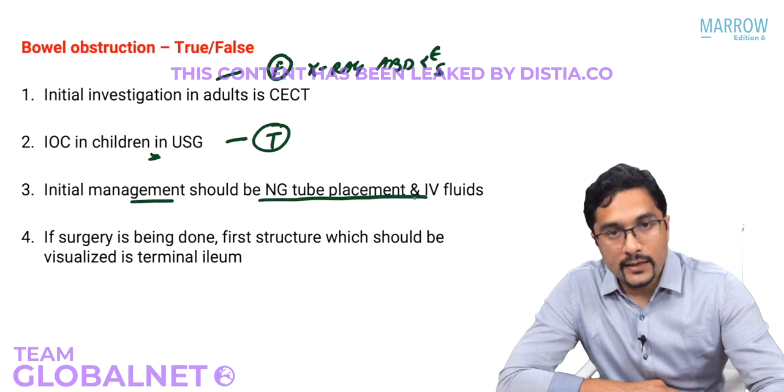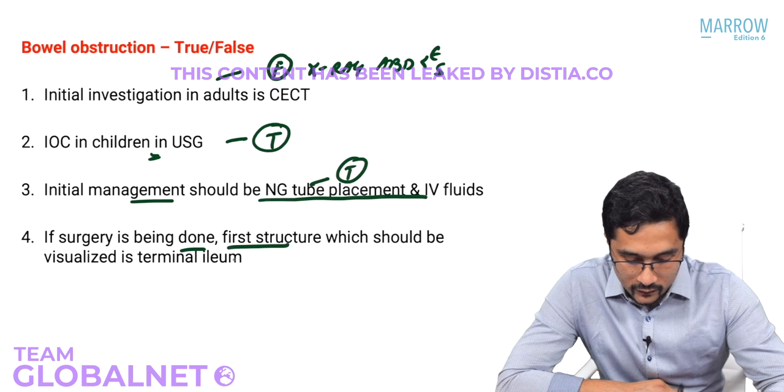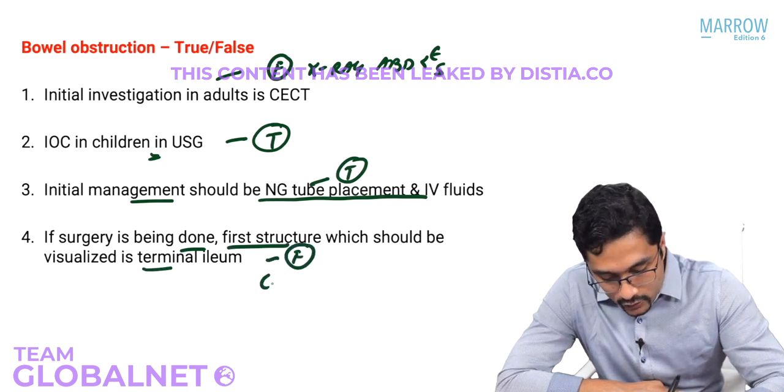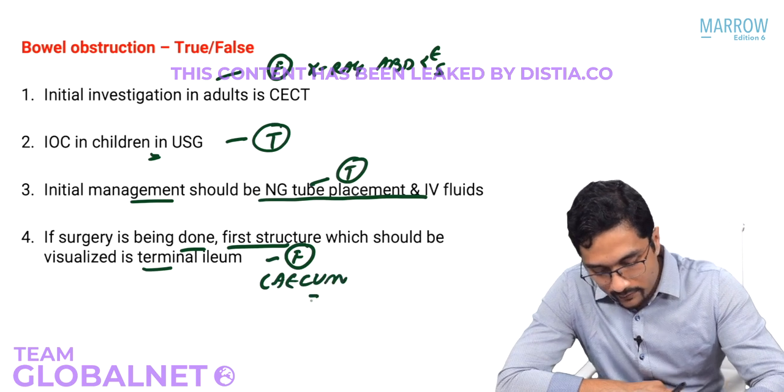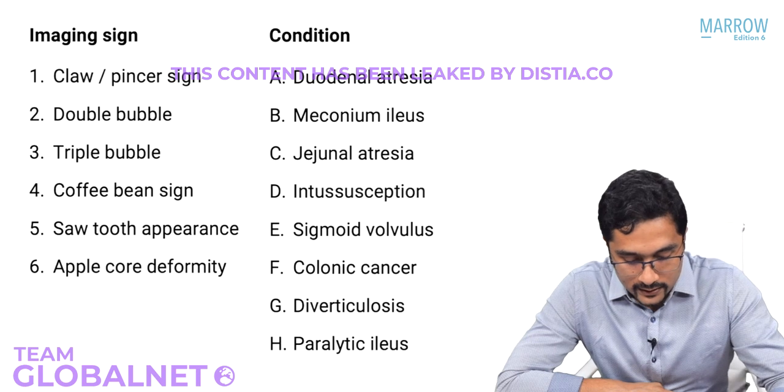Initial management should be nasogastric tube placement and IV fluids. This is true. If surgery is done, first structure which should be visualized is the terminal ileum. This is false. It should be the cecum. I've highlighted this. Let's match the signs to the clinical condition.